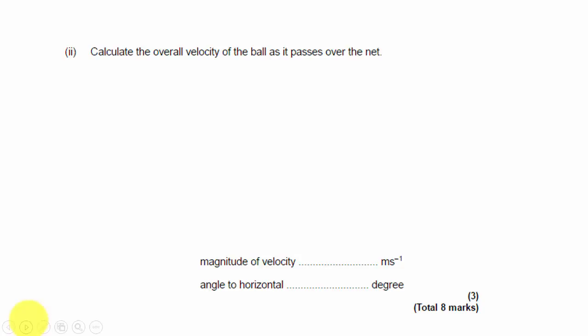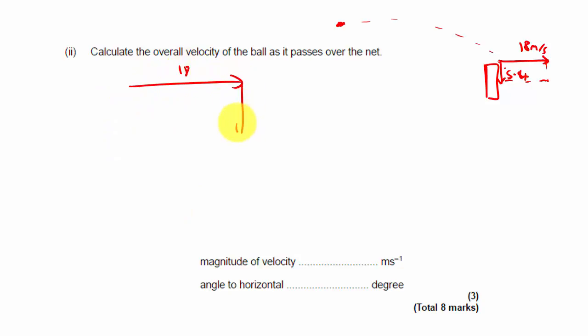Calculate the overall velocity of the ball as it passes over the net. So in the instant it passes over the net, here's the net, the ball comes in, and at this point it's going to have a velocity in this direction of 18 meters per second, and its vertical component of velocity is 5.4, right? So you're going to have to add these vectors up. So let's do that vector addition. This is 18. This is 5.4. This is going to be the answer. That's the magnitude of the velocity. And this is the direction of the velocity.